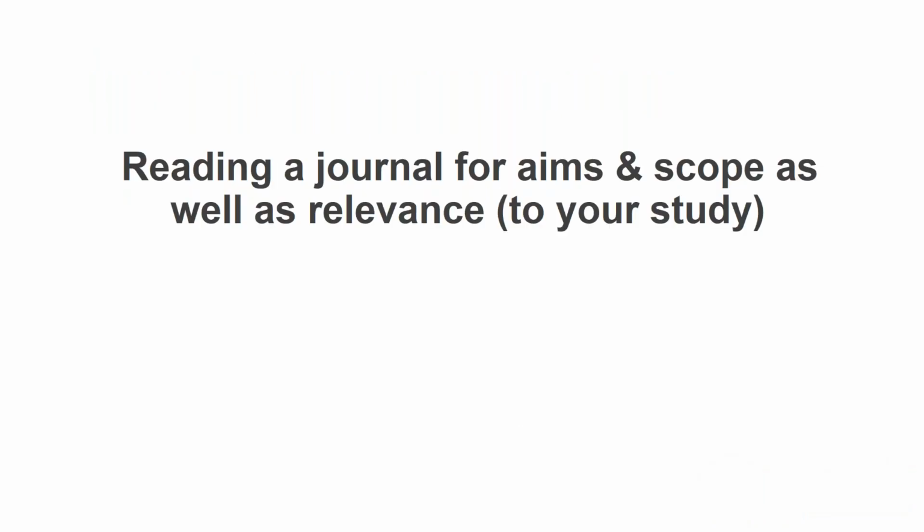Now, reading a journal for its aims and scope as well as relevance. This is a very important consideration. Usually, I have seen this practice, when people submit articles, they don't go through the journals' websites. But I would advise you here that please go through the website of a journal in detail. Try to understand what are the aims and scholarly scope of a journal. And then the second question is, does it relate to the study that you already conducted? Ideally, if you ask me, I should keep a journal in mind before a study is finalized.